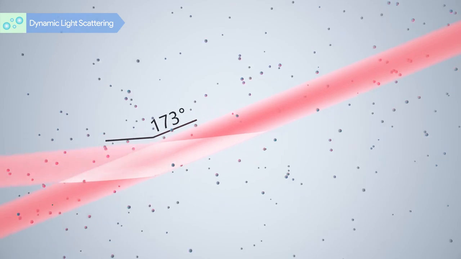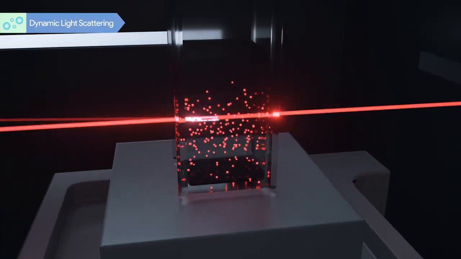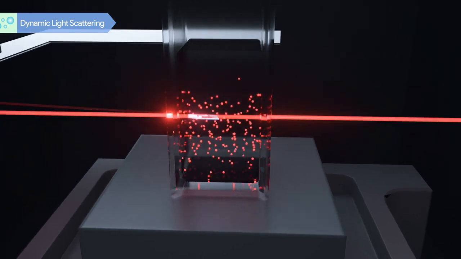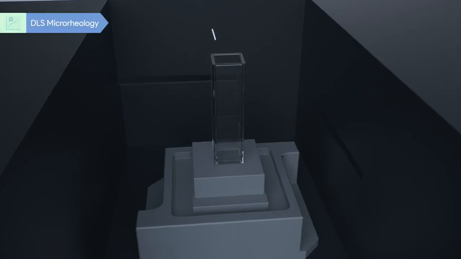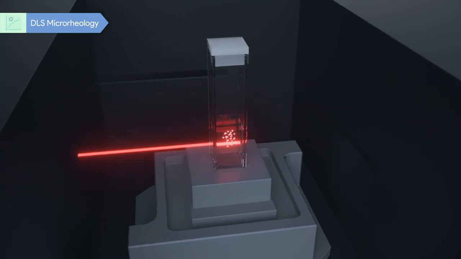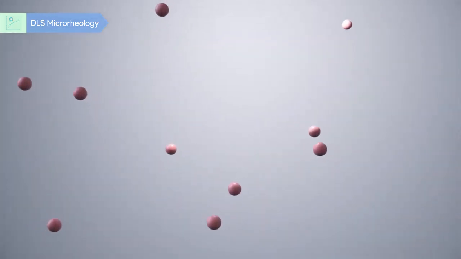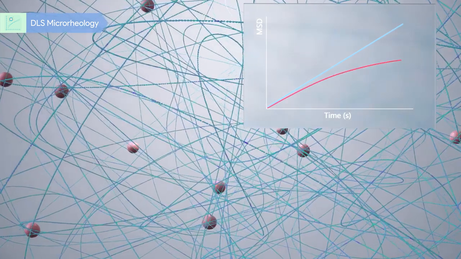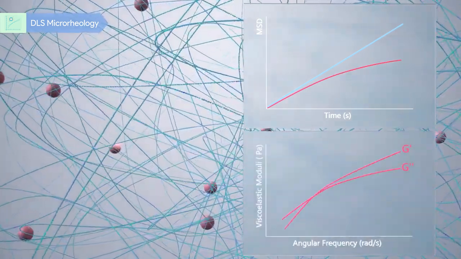Combined with the movable measurement position, BeNano has much higher sensitivity and high turbidity sample measurement capacity. By adding tracer particles with known size to the sample, the DLS micro-rheology technique can further offer rheological information about solutions.